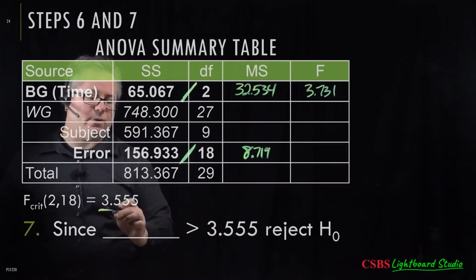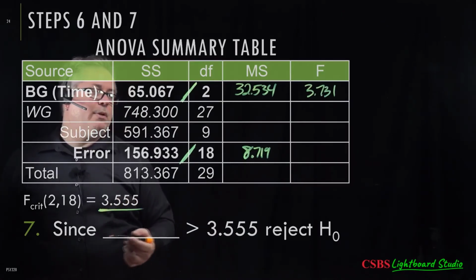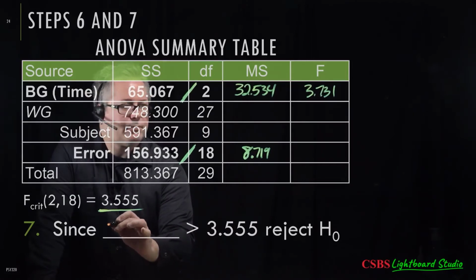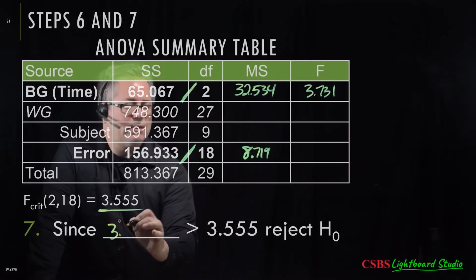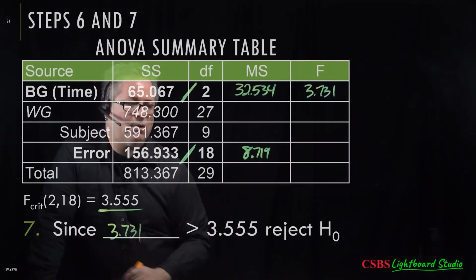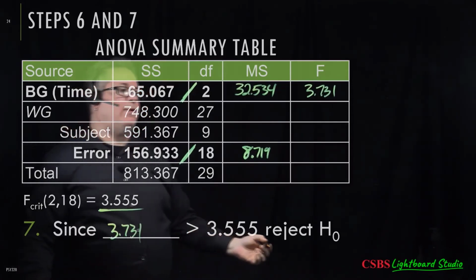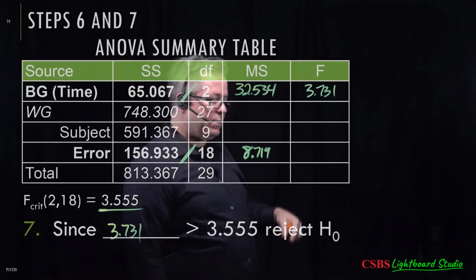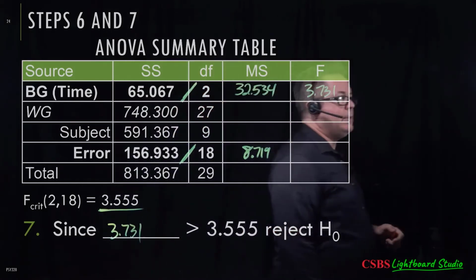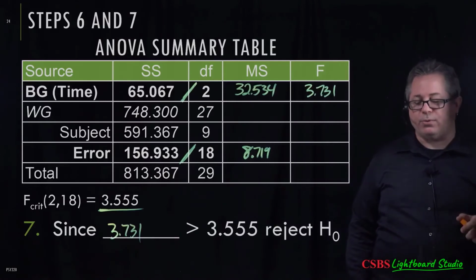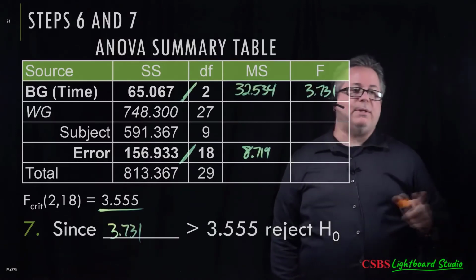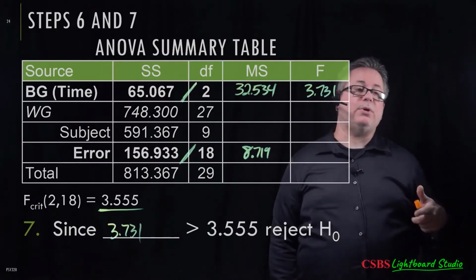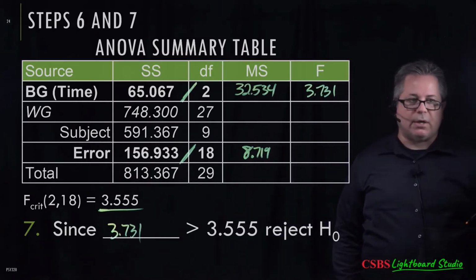So I'm just bringing it over here. It's from the F table. So we're going to make our decision. Since 3.731 is larger than 3.555, just barely, but it still is, we're going to reject the null. So again, remember, what was the null? The null was that pre, post, follow-up, all their means were equal. That was our null hypothesis. Our alternative was that they're not all equal.